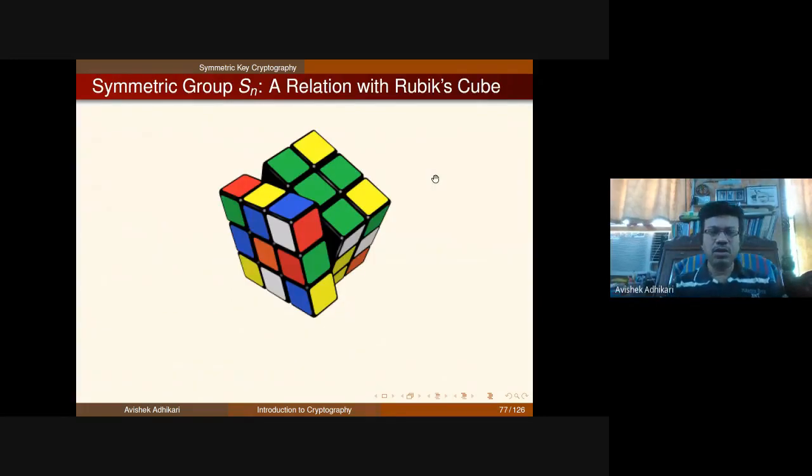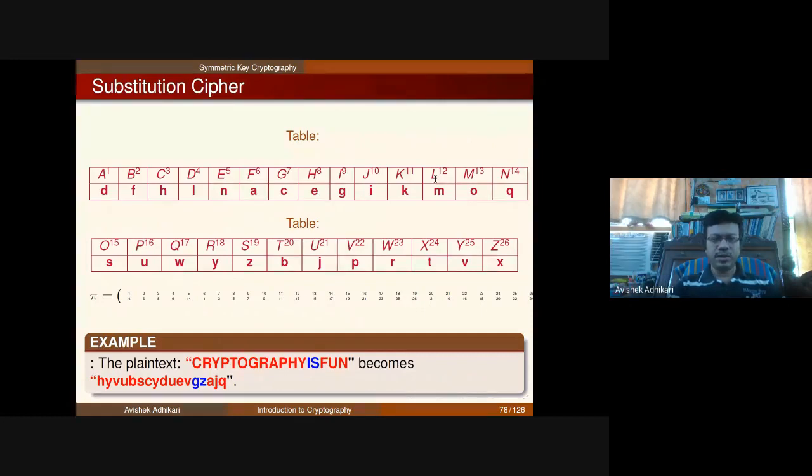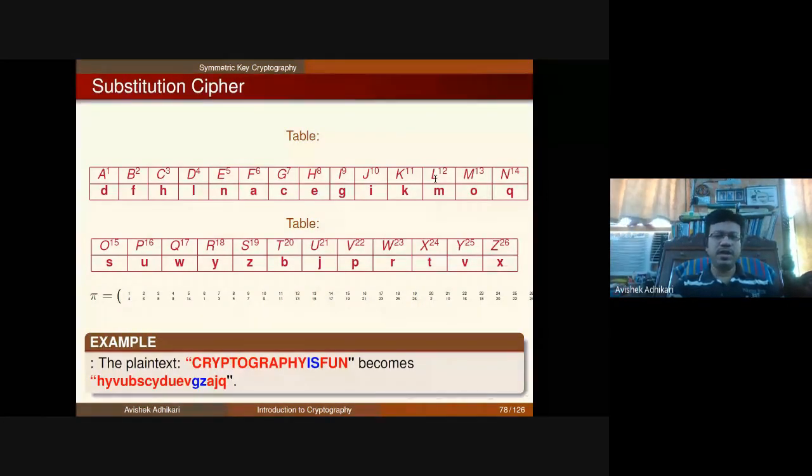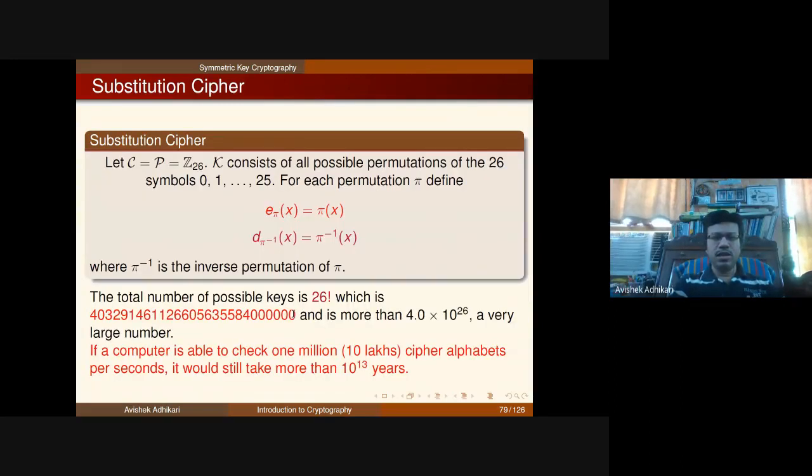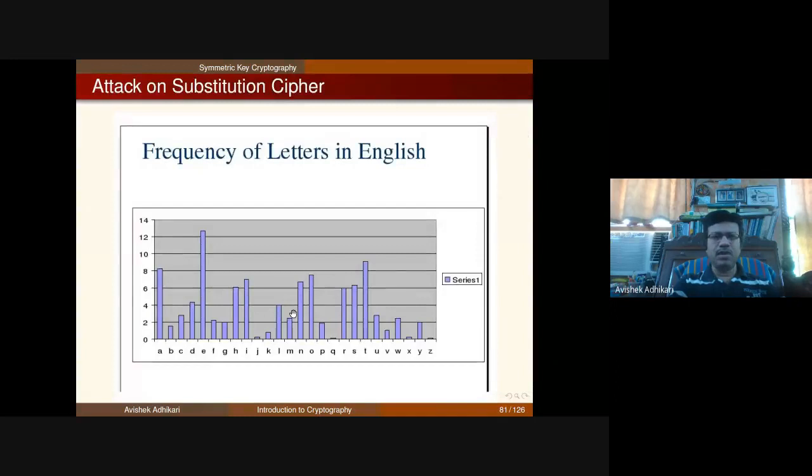Then we talked a little bit about Rubik's cubes, and then we came up with the substitution cipher. In the substitution cipher, every key is nothing but a permutation. Since there are 26 factorial many permutations, to break the scheme one has to do 26 factorial many options for exhaustive search. But later on, I showed you that there is a concept called frequency analysis, which is a statistical analysis that actually gives an efficient attack on the substitution cipher.